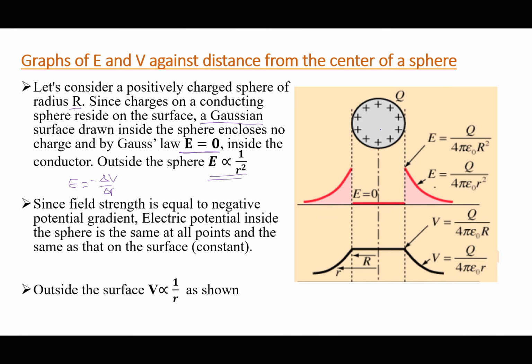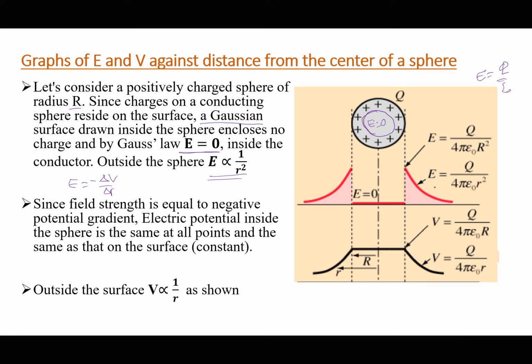Look at one side of the sphere. If charges just reside on the surface, if I draw what I call a Gaussian surface inside the sphere, it encloses no charge. And if it encloses no charge, it means E inside the sphere is zero. Actually, E, according to Gauss's law, would be equal to Q over epsilon naught.